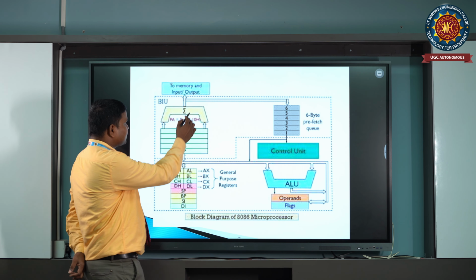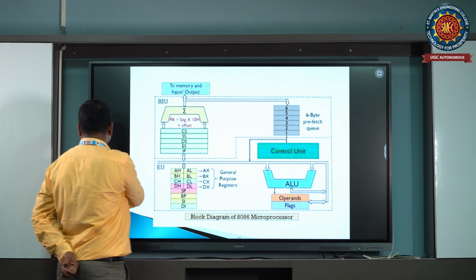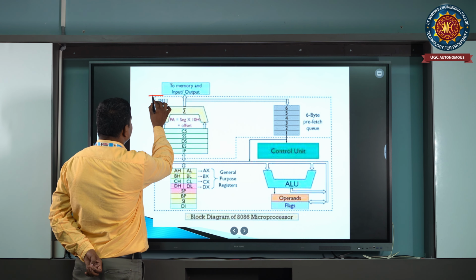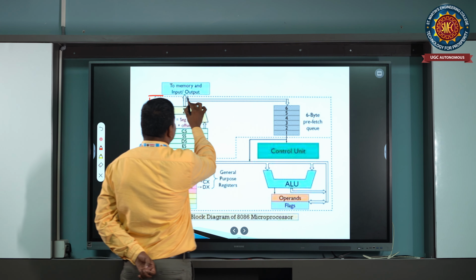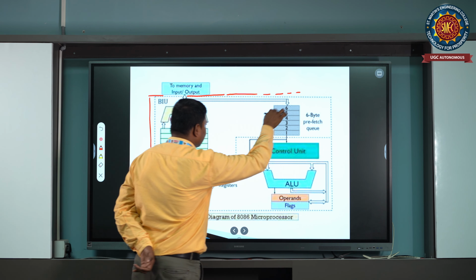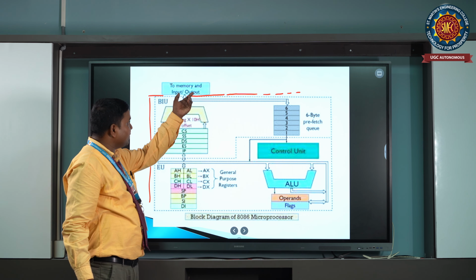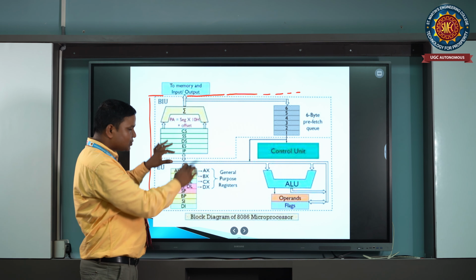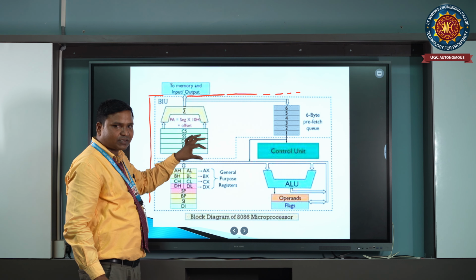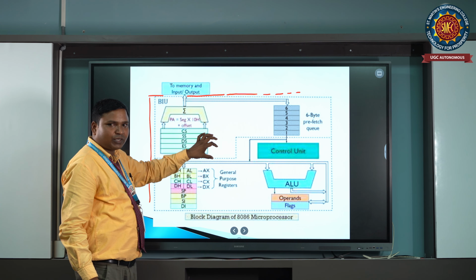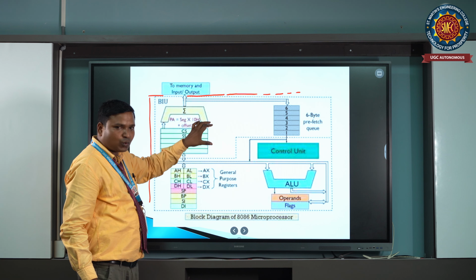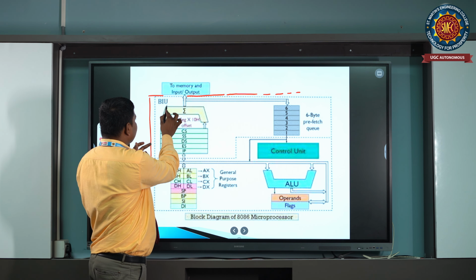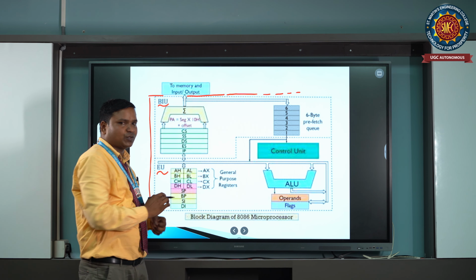Now we have to see the architecture of the 8086 microprocessor. Here this is the overall CPU we can assume. This will be connected to the memory unit, and outside is the external memory unit. The 8086 microprocessor is divided into two functional units. The first one is the BIU, the bus interface unit, and the next one is the execution unit.